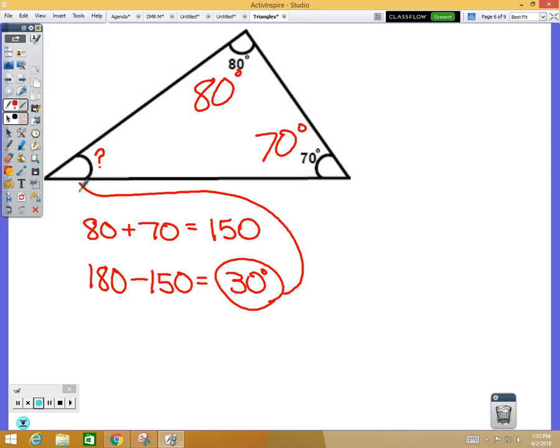And then we don't really need the picture for that, but I kind of always like to look at the picture and, does that make sense? Well, it's an acute angle and 30 degrees is less than 90, so that could make sense. All right.